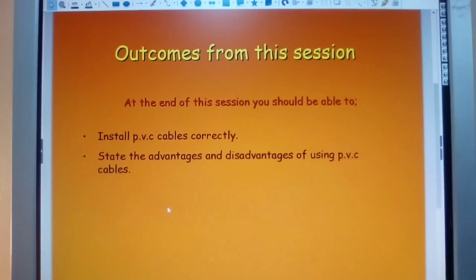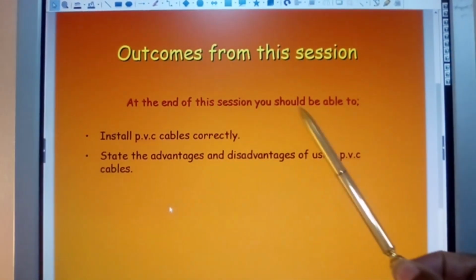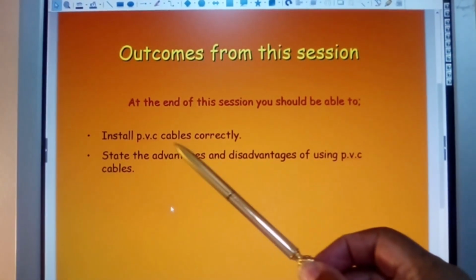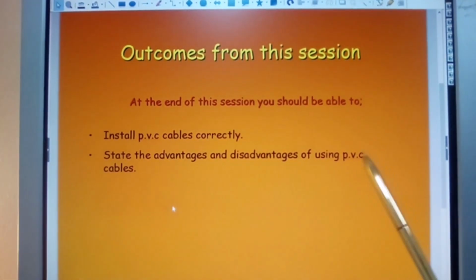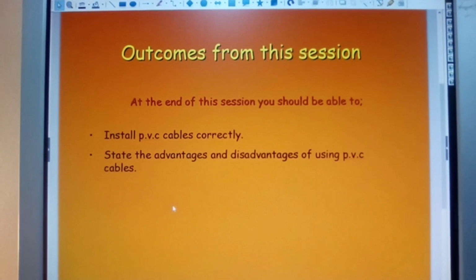Outcomes from this session. At the end of this session, you should be able to install PVC cables correctly, and state the advantages and disadvantages of using PVC cables.